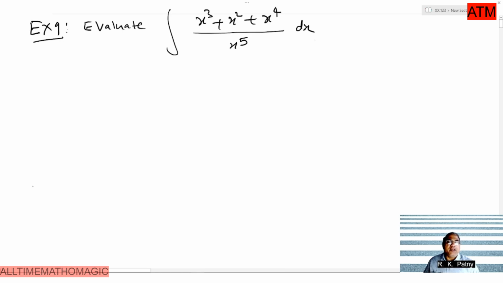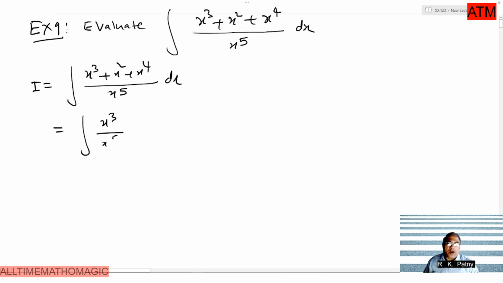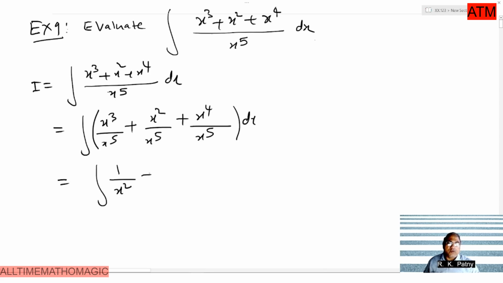Example 9. Evaluate integration of (x cube plus x square plus x raised to 4) upon x raised to 5 with respect to x. So I equals to integration of (x cube plus x square plus x raised to 4) upon x raised to 5 with respect to x, separating. So x cube upon x raised to 5 plus x square upon x raised to 5 plus x raised to 4 upon x raised to 5 with respect to x. This is equivalent to 1 upon x square plus 1 upon x cube plus 1 upon x with respect to x.